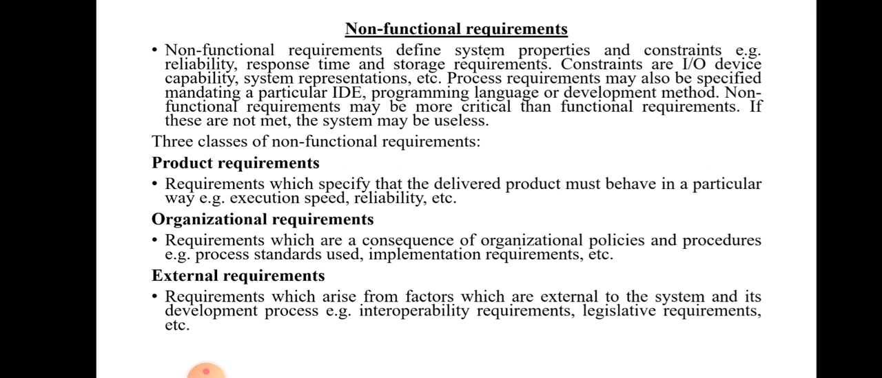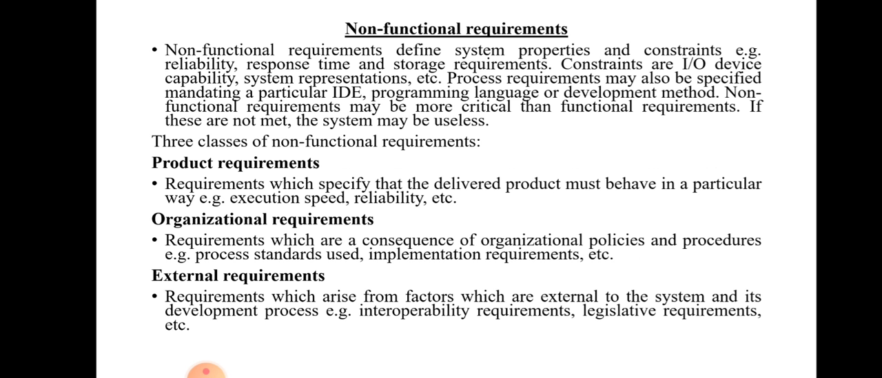So what are non-functional requirements? They also define the system properties and constraints. For example, reliability, response time, storage requirements. These are some examples of non-functional requirements. There are three classes in non-functional requirements: product requirements, organizational requirements, and external requirements. Product requirements specify that the delivered product should behave in a particular way. For example, it includes speed and reliability.